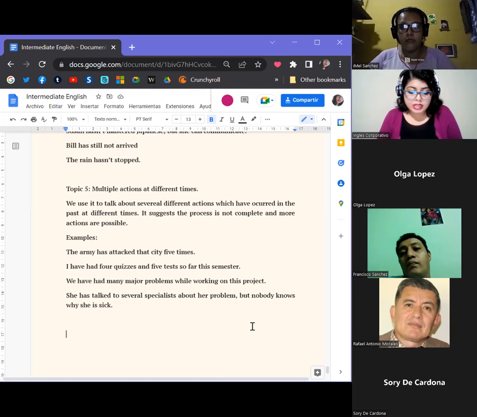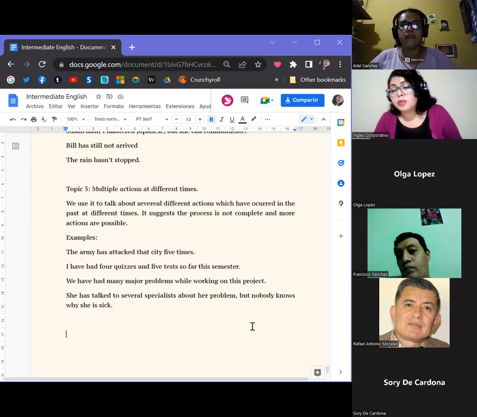And we can do this with expressions such as in the last week, in the last year, this week, this month, so far, up to now. Because there are unspecified expressions, and those expressions we can use with this structure. Then we have that we were saying and we were reading the example last year and in the last year.